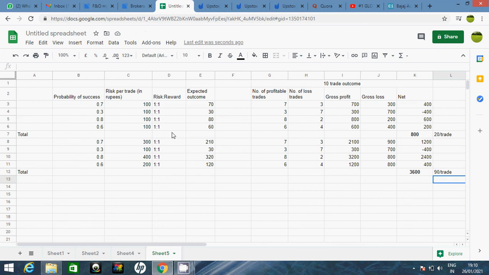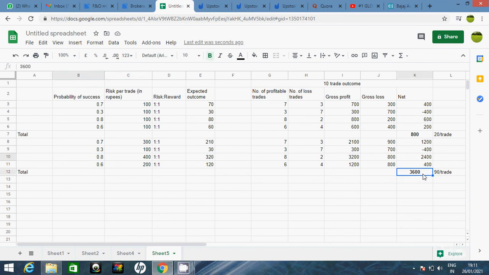So you can see the difference. The strategy is the same. You are having the same setups. 70% probability, 30% probability, 80% and 60%. Here also the same. So your trading system is the same, but in this case you are making only 20 rupees per trade as profit, and here you are making 90 rupees per trade as profit. So just by risking different amounts in this setup, you are exploiting your probability of success to get the maximum output.